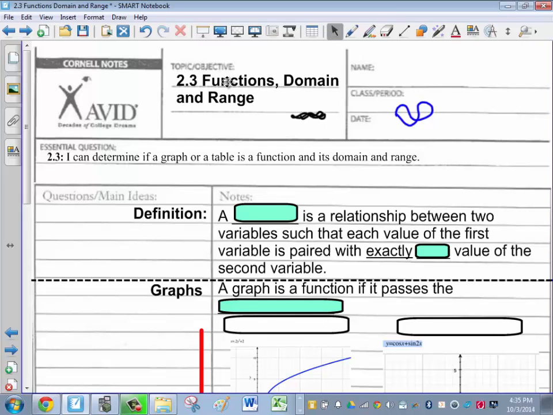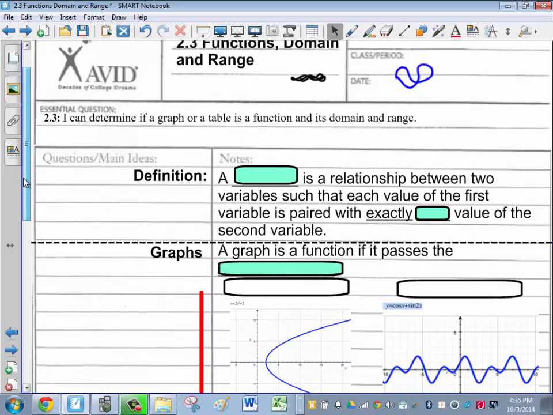We're going to talk about functions, domain, and range today. And by the end of this lesson, I hope that you can determine if a graph or a table is a function and what its domain and range are.